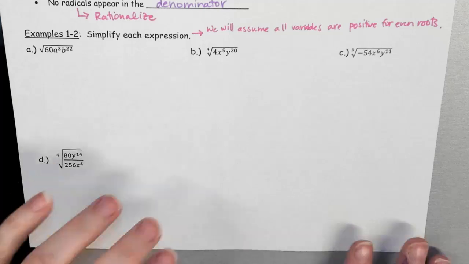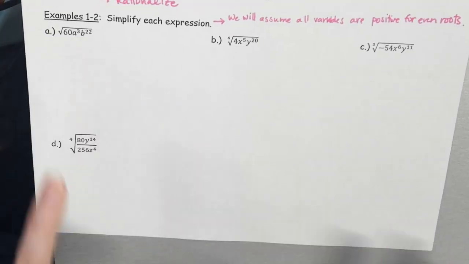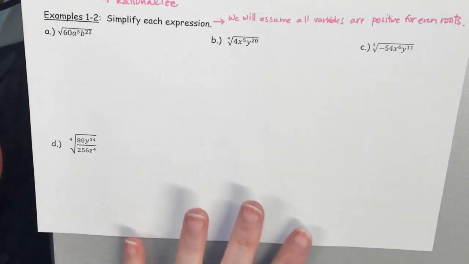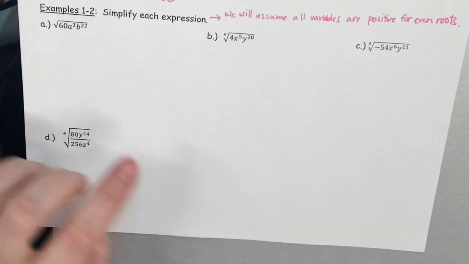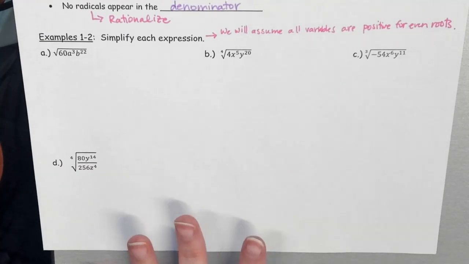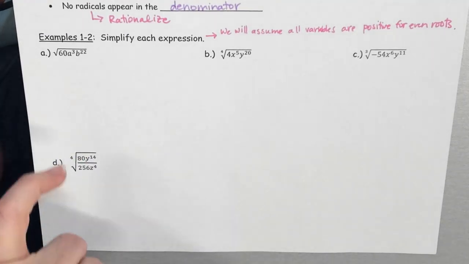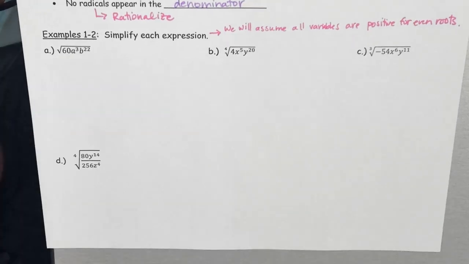Okay, so the first thing we have is the square root of 60a cubed b to the 22nd. Anytime we have a number, okay, we can factor tree. So for a, I want you to factor tree 60. I want you to simplify that part. And really, you can do all of a. And then if you want to give b and c a try, that is fine as well.